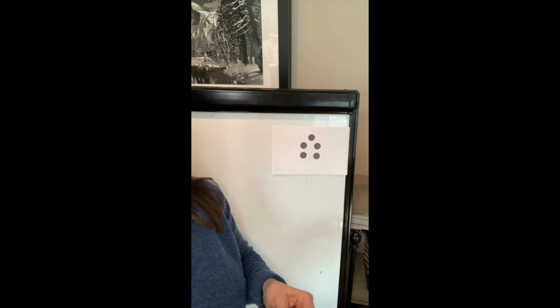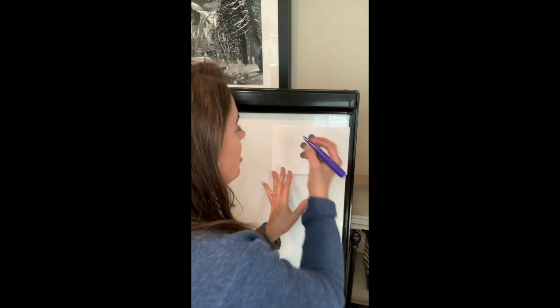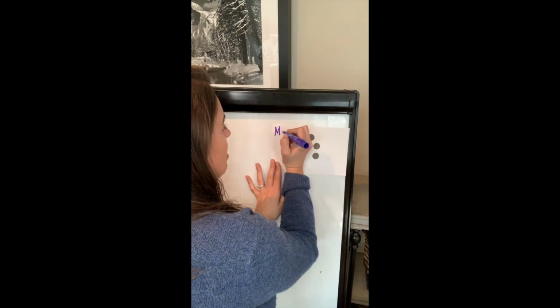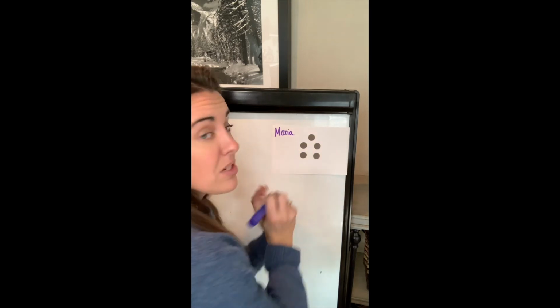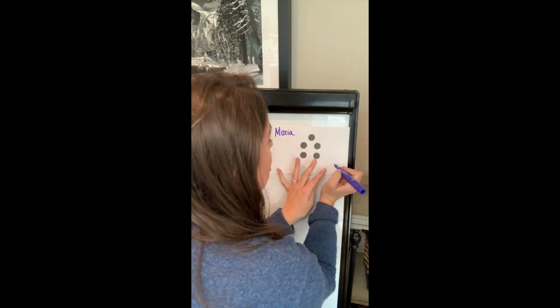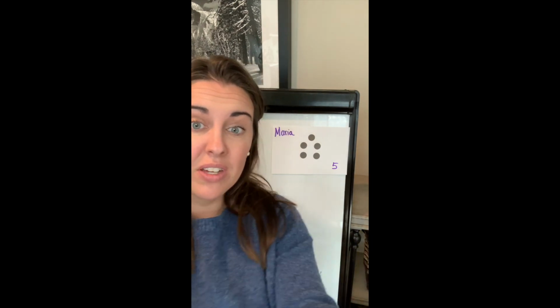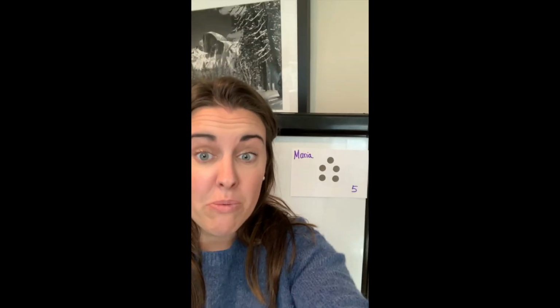Okay, and maybe it's Maria. I'd say, okay, Maria, how many dots do you see? And she might say, 5. Okay. First thing is I'm going to write her name, give her ownership of her thoughts. And I'm going to write 5 because that's how many she sees. And I'll ask her, how do you know there's 5? And I'll listen, and then I'm going to record her thoughts.